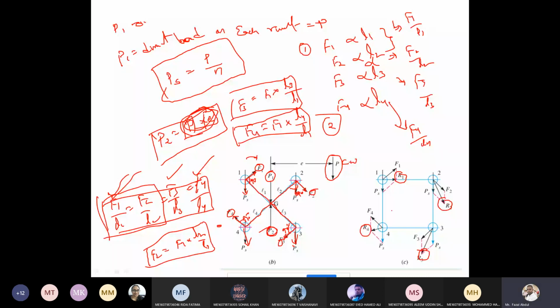So what is the reason? Due to the fact that on each point two forces are acting. Here two forces are acting. Due to this reason, resultant forces are generated here. So what is the resultant force here?